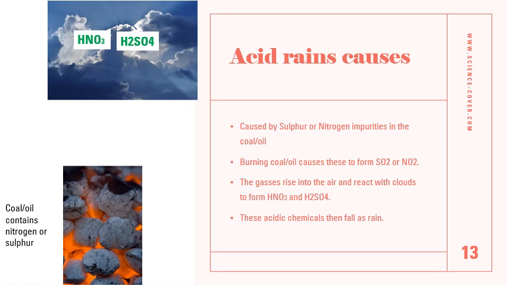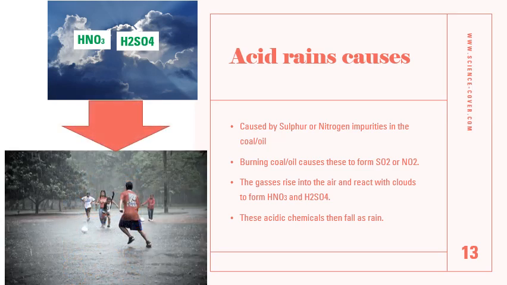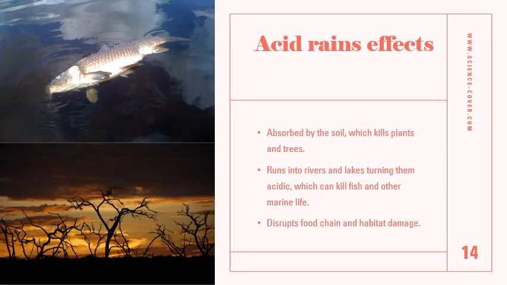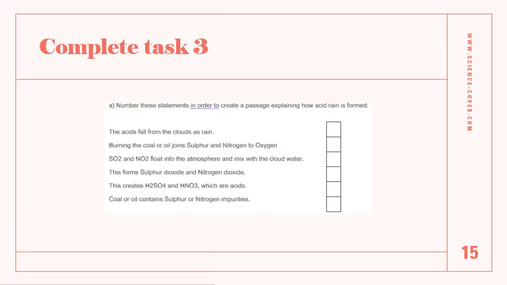The acids can be carried a long distance by the winds, but eventually condense and fall as rain. If the acid rain falls on soil, then it makes the soil acidic, which can kill plants and trees. If it runs into rivers and lakes, then it turns the water acidic, which can kill fish and other marine life. This disrupts food chains and damages habitats. Now pause the video and complete task 3.